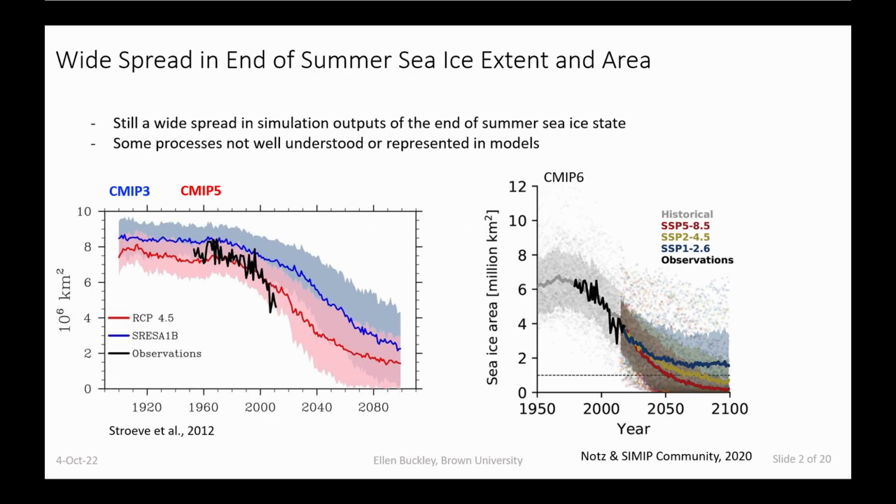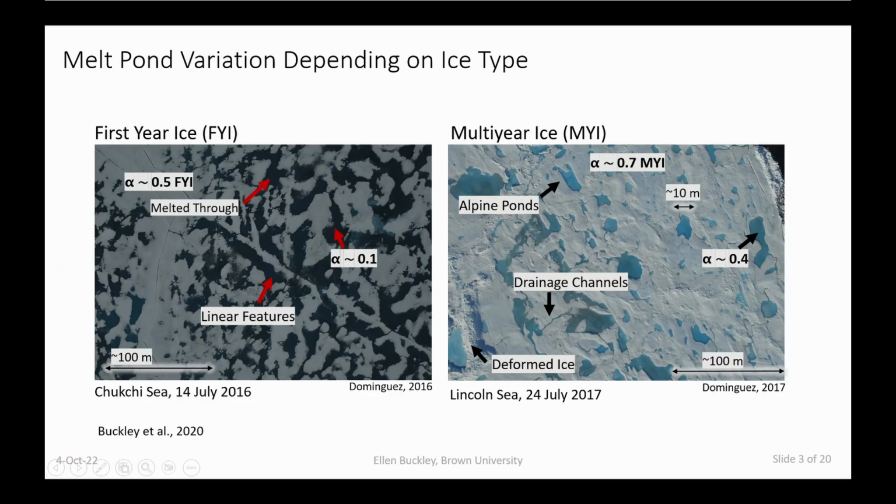So looking at observations of end of summer sea ice extent and area, models are doing a better job of predicting the end of summer sea ice extent, but there is still a wide spread in the predictions of these models, and there are different theories for why there's still a large spread, and getting into some of that really quickly.